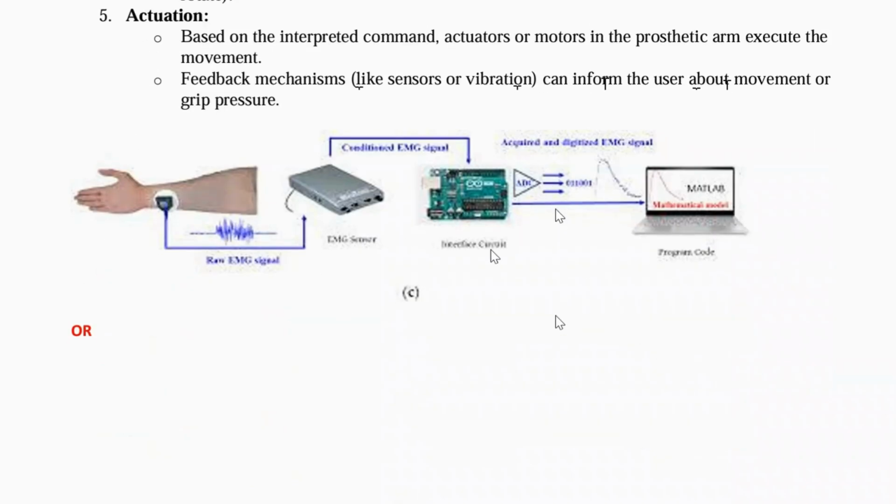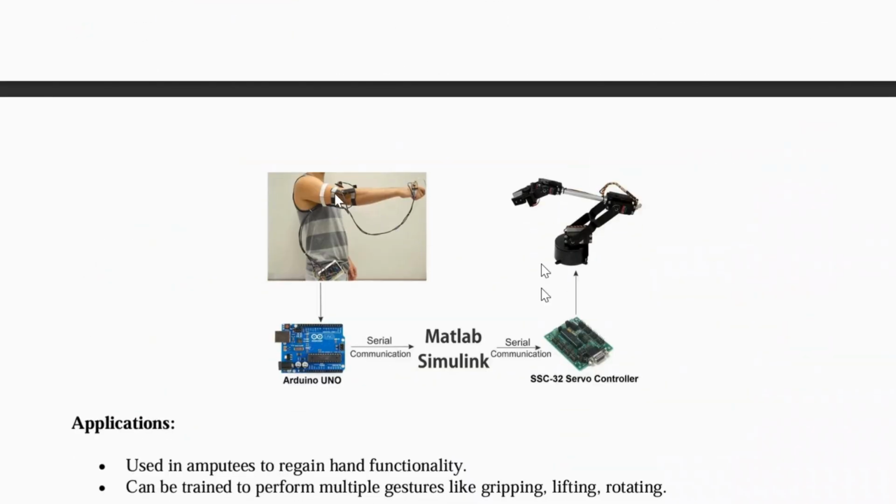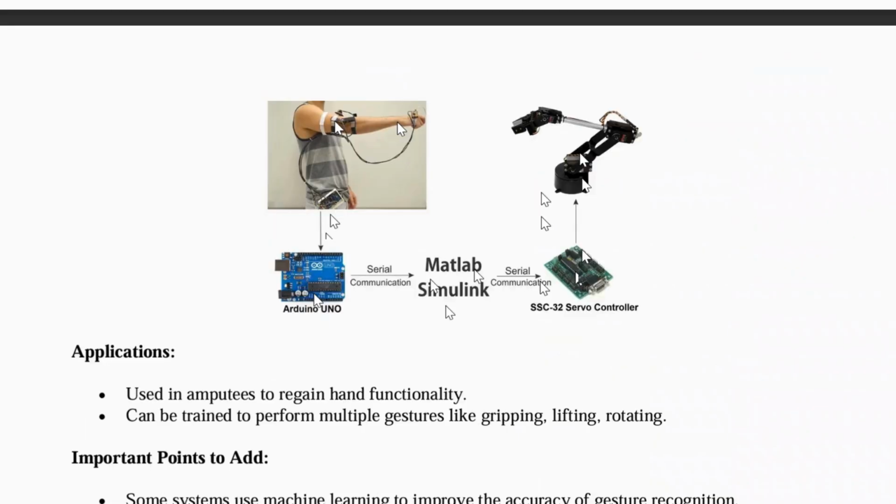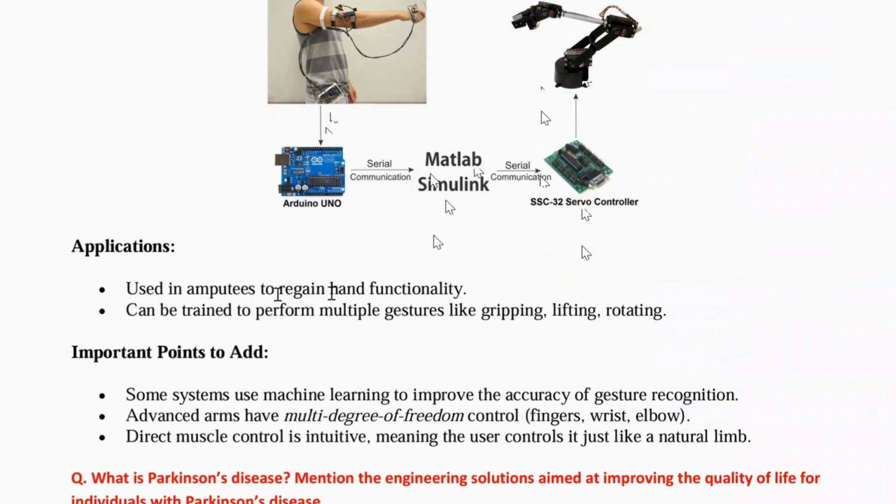So this is the diagram, or else see what movement is done here, that goes to the Arduino. Here we have the EMG sensor, and next it goes to MATLAB Simulink and serial communication, finally to the robotic arm. This is used by amputees to regain hand functionality. It can be trained to perform multiple gestures like gripping, lifting, and rotating.